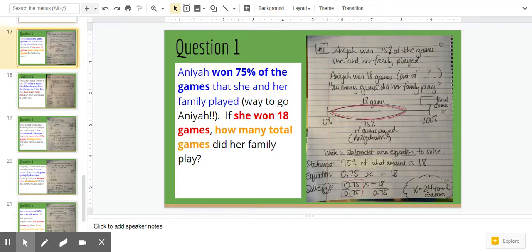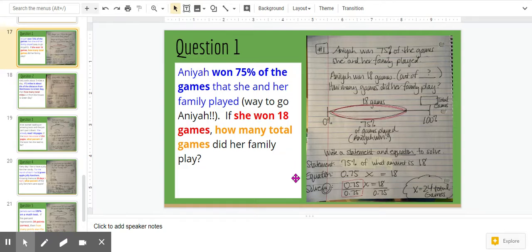The statement is 75% of what amount, meaning of some total, is 18. 75% is 18, but it's 75% of some amount. So if I look at my line diagram, the 75% of some total here will give me the 18 games. We can use our percent as a multiplier, which is what we're going to do when we write our equation.